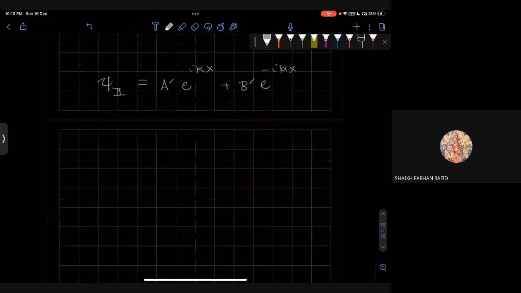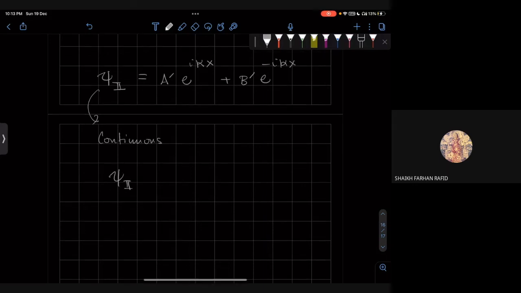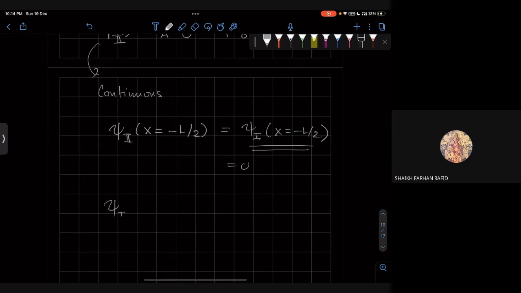Okay. So now we know that this is continuous. Continuity implies that if I take psi 2, which is a function of x, and put x equals to minus L by 2, this is going to be 0, because this is equal to the wave function in region 1, right? This is what continuity means. So this is going to be 0 because this thing is 0. And similarly, if I take psi 2 and put x equals to plus L by 2, this is equal to psi 3 at x equals to L by 2, which is also 0.